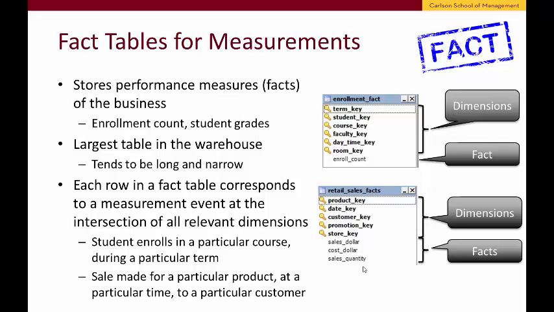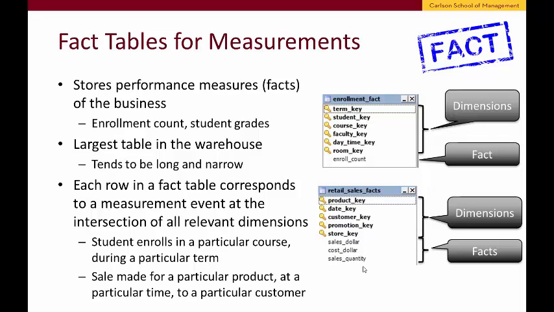So a fact table is typically the largest in the data warehouse, and it's often relatively narrow, but extremely long, with millions to billions of rows. Each row corresponds to a measurement event at the intersection of the appropriate dimensions. An example for our running case of student enrollments is an event corresponding to a student enrolling in a particular course during a particular term for a particular date time section with a particular instructor in a particular room. At the end of the term, the enrollment grade fact is also recorded at this grain level.